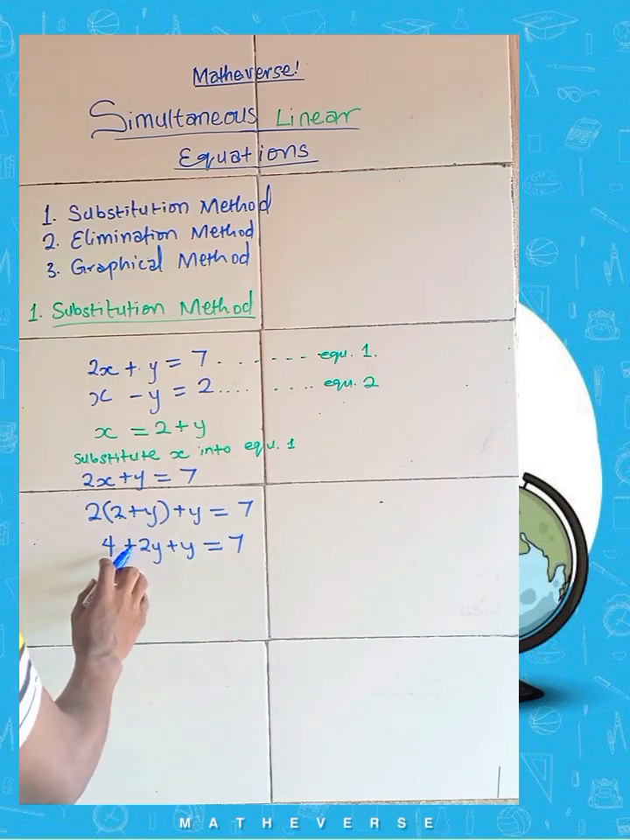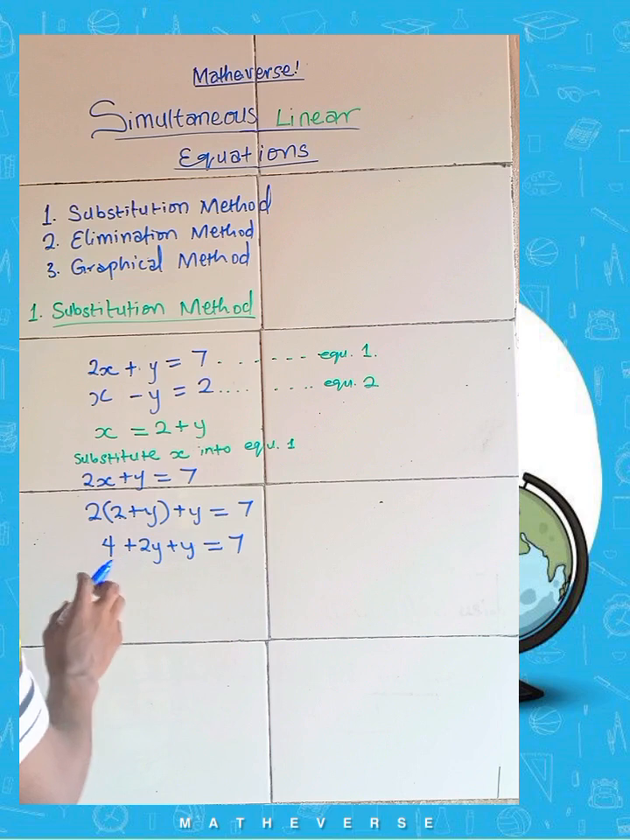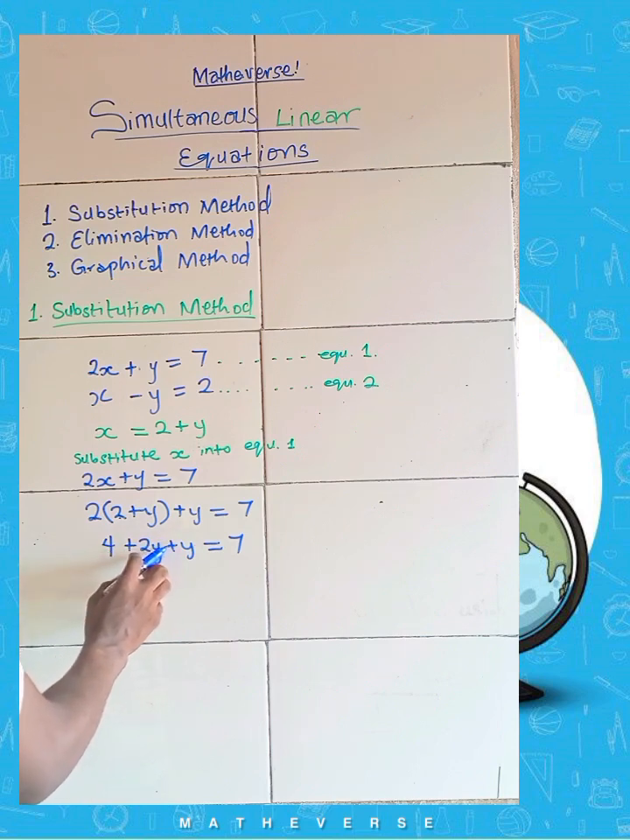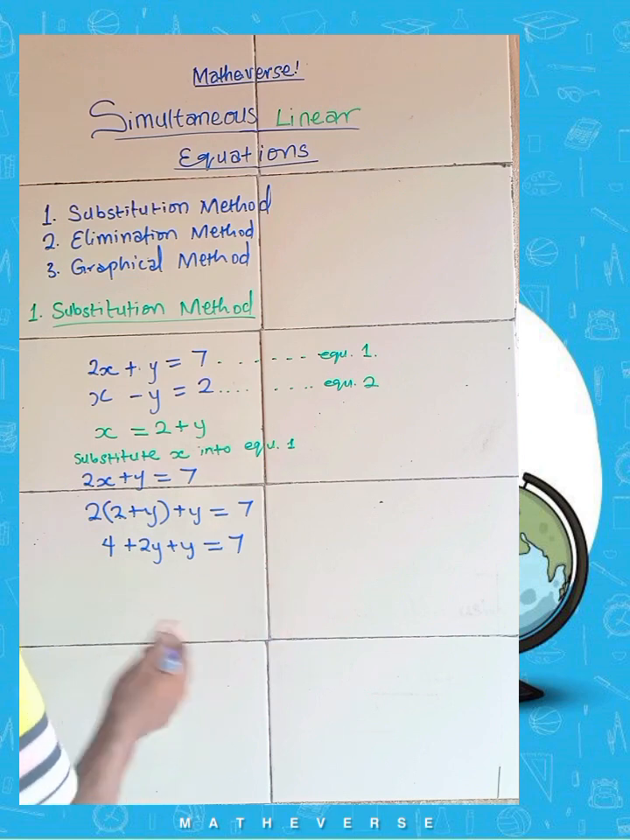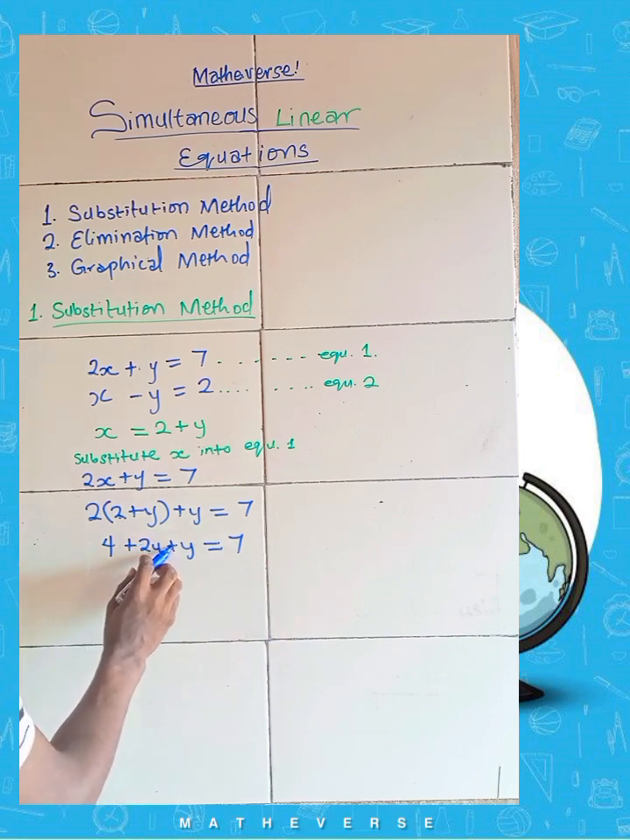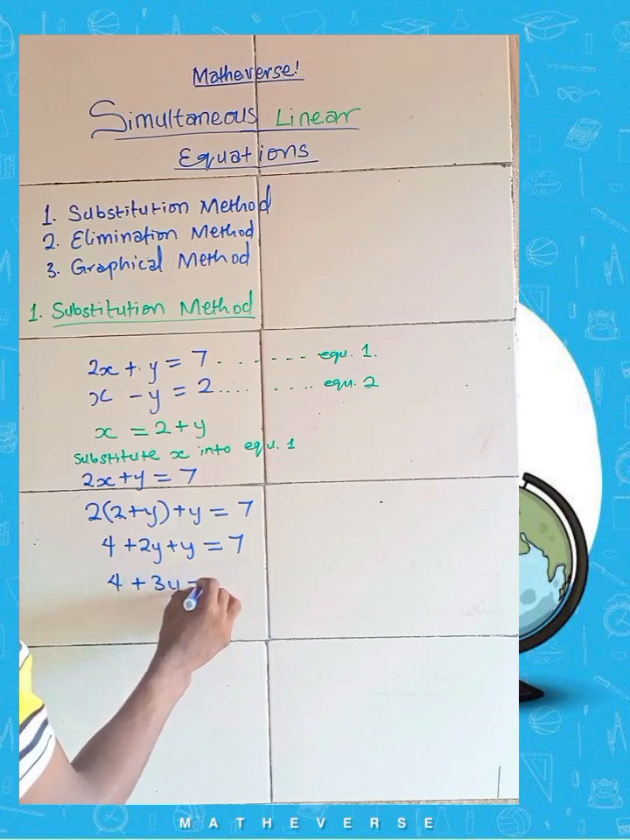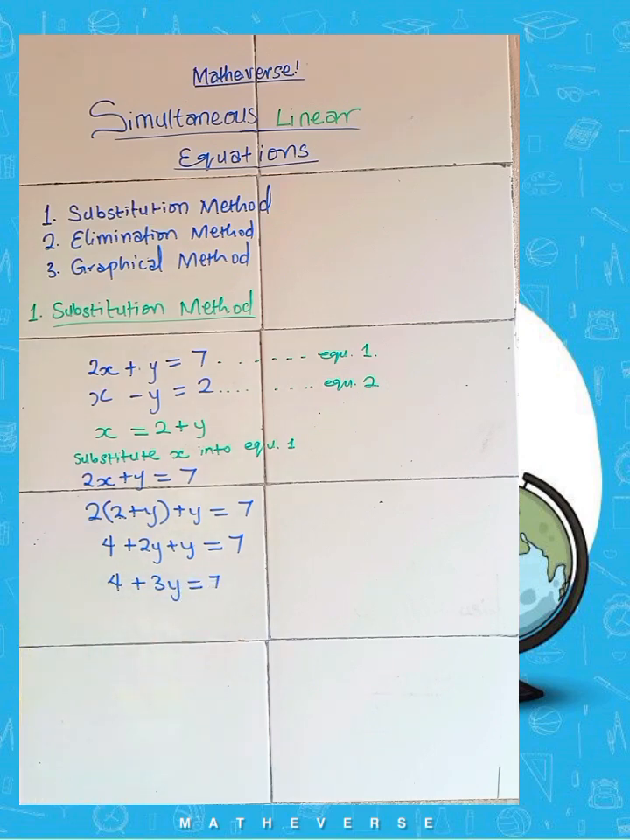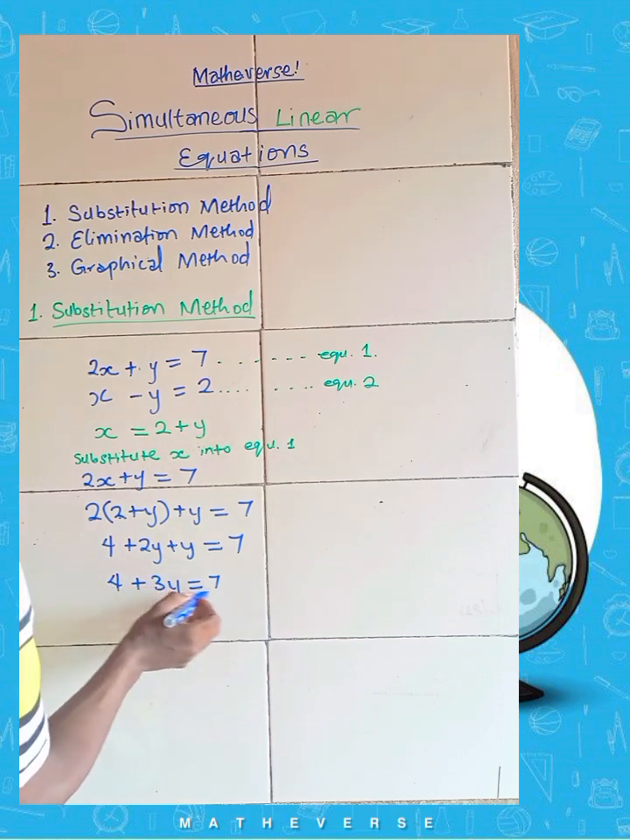Okay, now, 4 positive 2y plus y. 4 cannot react with them, of course. So it is the two of them, the like terms, that can react. They can bond. Now, 2y plus y will give you 4 plus 3y equals 7. Did you see that now? Good job.